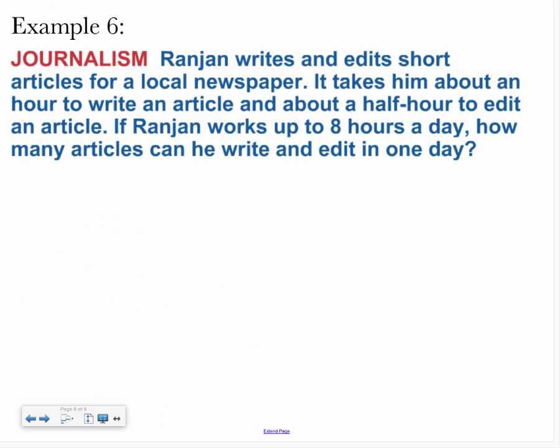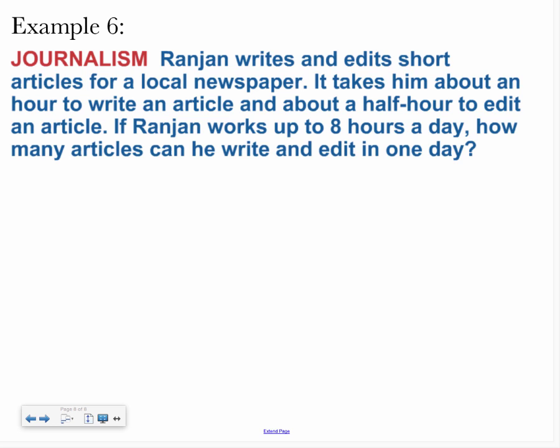All right, let's look at example 6. Ranjan writes and edits short articles for a local newspaper. It takes him about an hour to write an article and about a half hour to edit an article. If Ranjan works up to 8 hours per day, how many articles can he write and edit in one day?